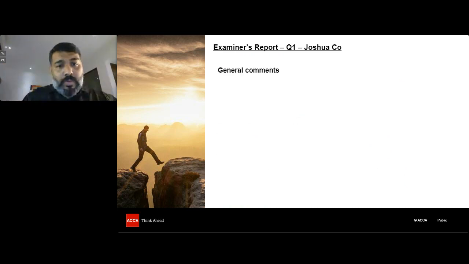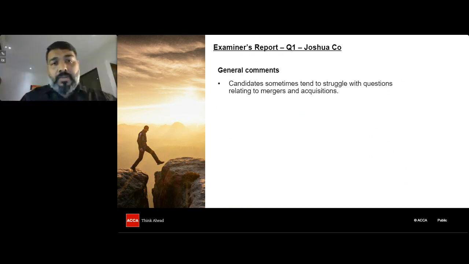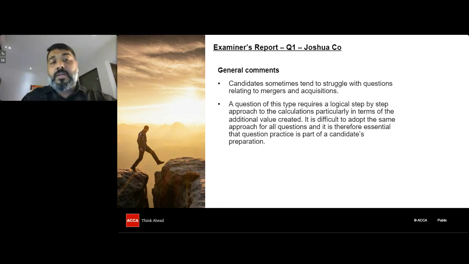So what are some of the things noticed? It was noticed that students struggle with questions related to mergers and acquisitions, and step-by-step practice is not done by the students. A lot of students made a lot of mistakes as far as the value addition calculation was concerned, and one of the main reasons was lack of practice.